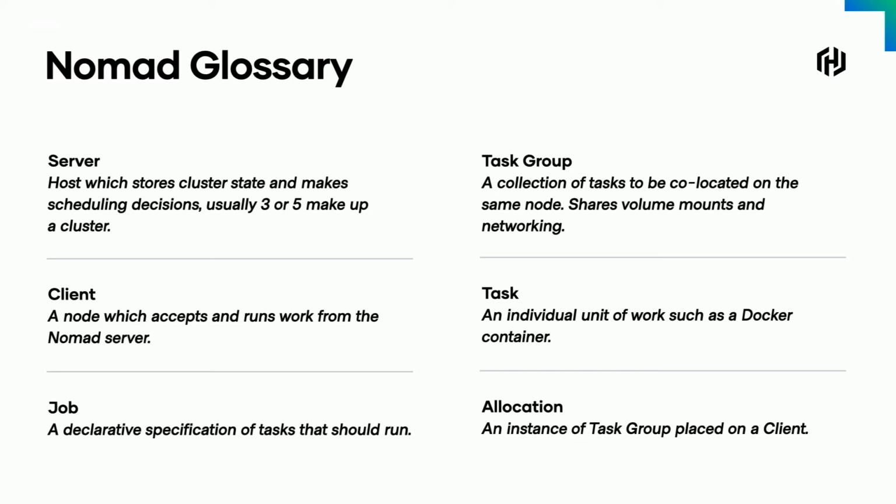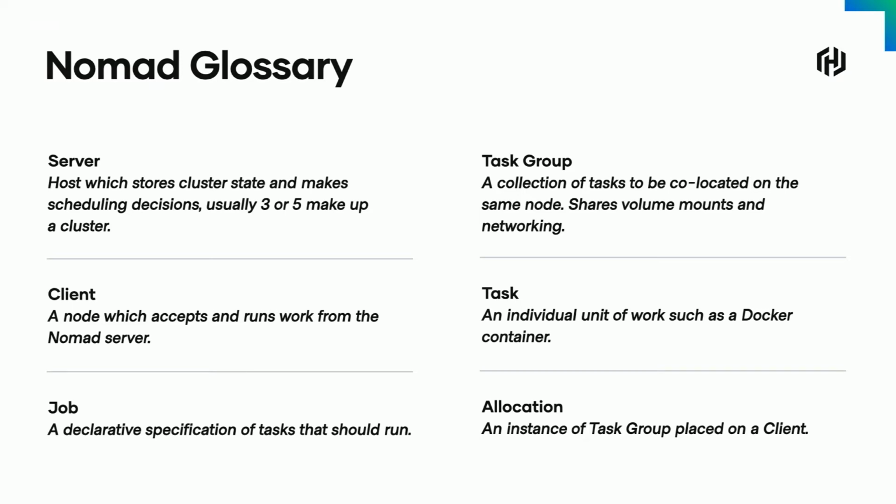And then an allocation is an instantiation of a task group running somewhere in your infrastructure. So if you have a job file that has one task group, and in that task group you specify there needs to be 3 instances of that running, when you submit that, Nomad will create 3 allocations and place those accordingly.